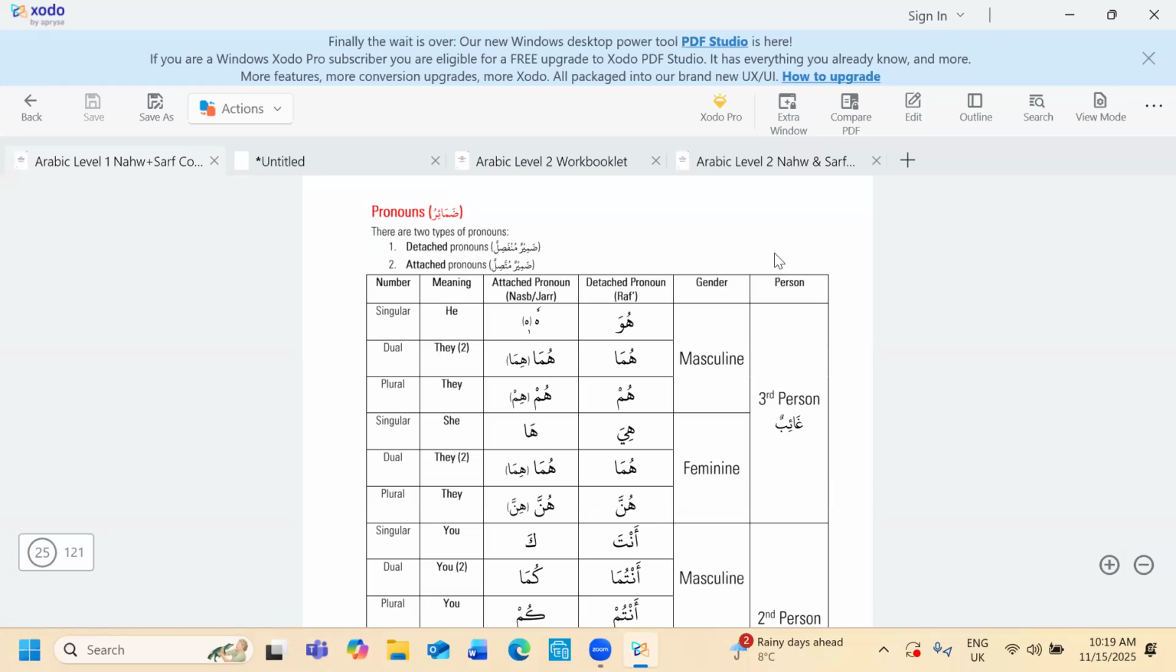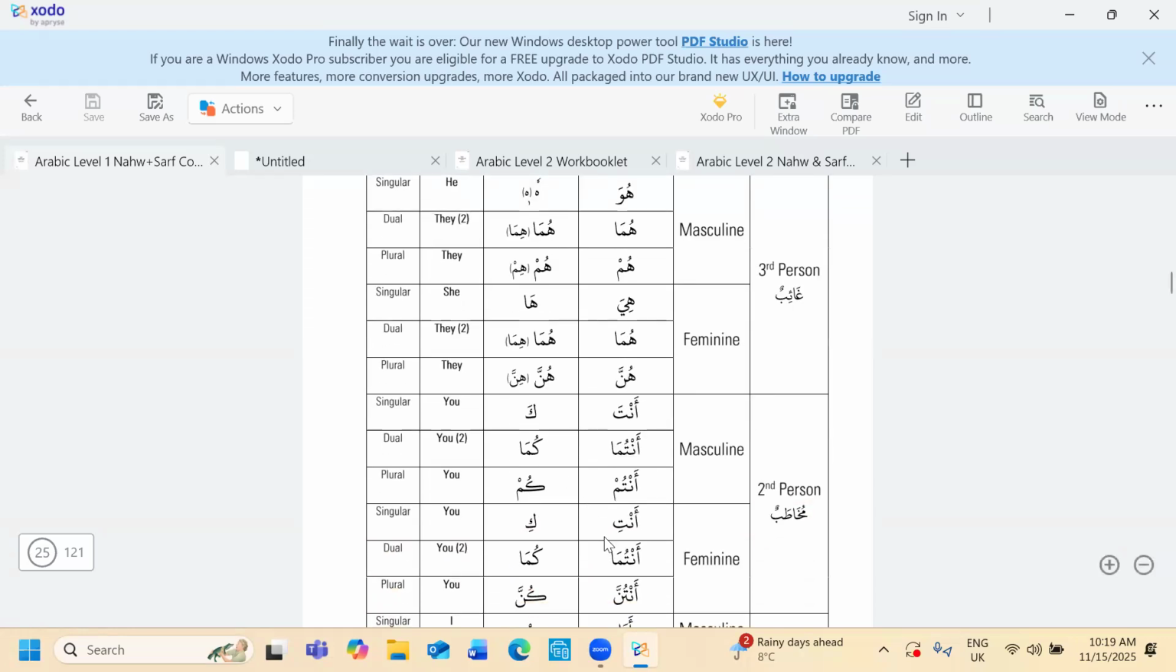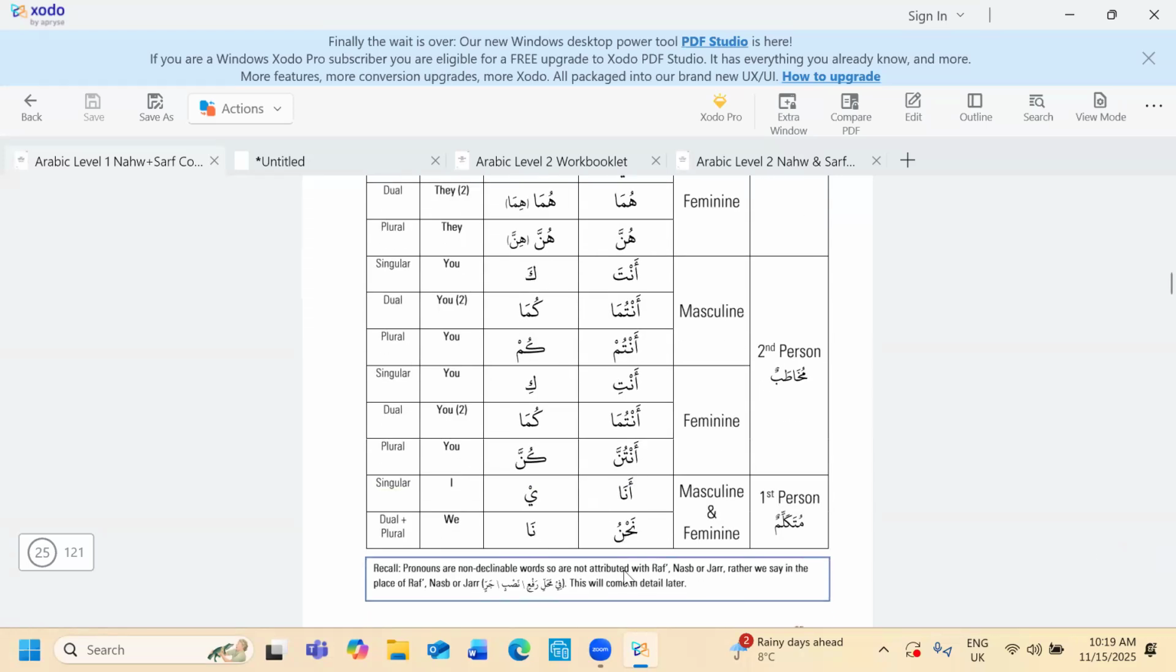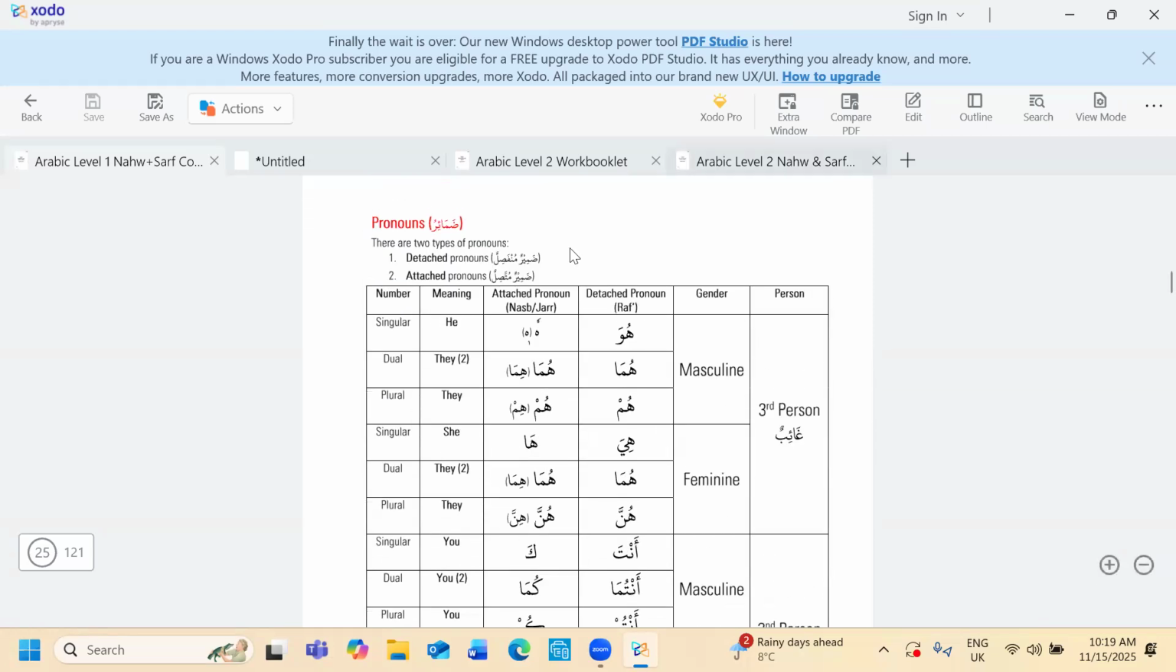And once we learn the reasons, it will make sense. So I don't want you to look at anti and see a kasra at the end and say it's jar, or look at nahnu and see a dhamma at the end and say rafa. What are you going to do when there's a sukoon at the end, like antum? So the rule is all detached pronouns are rafa and all attached pronouns are either nasb or jar. And when we come on to the reasons, it makes sense, inshallah. Okay, is everyone clear on detached pronouns?